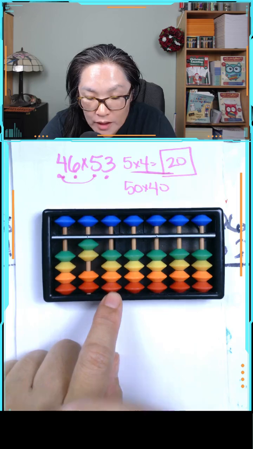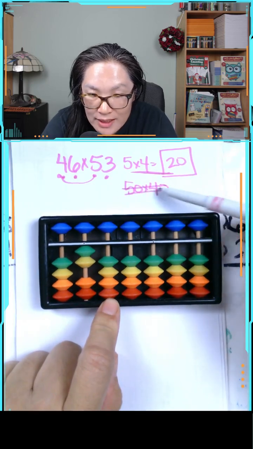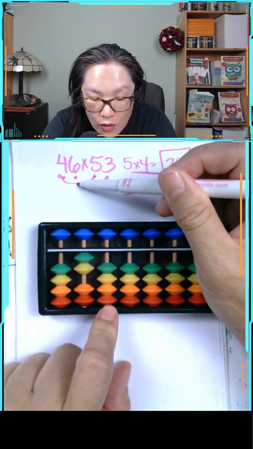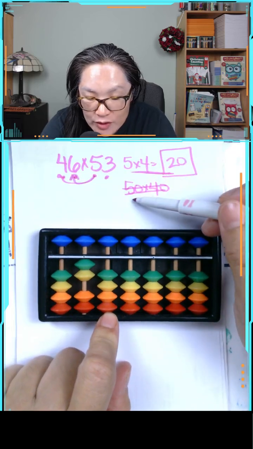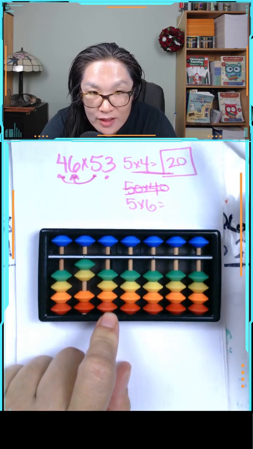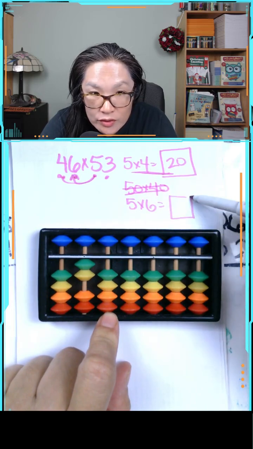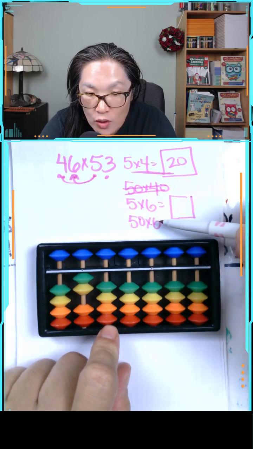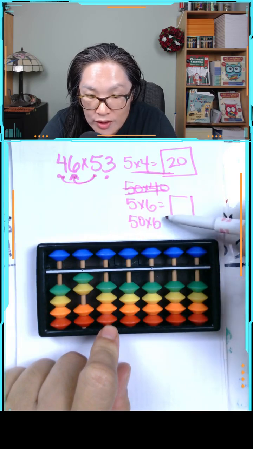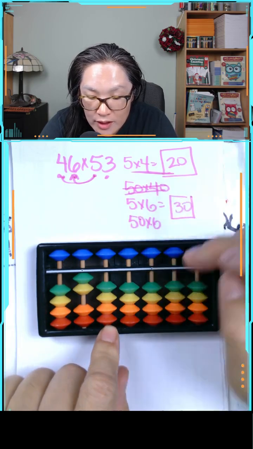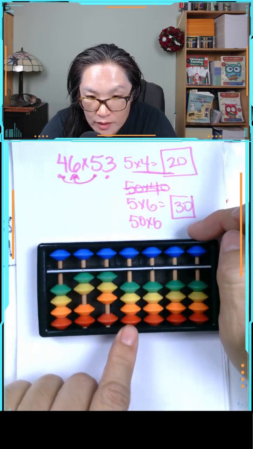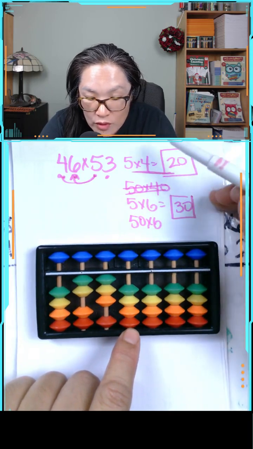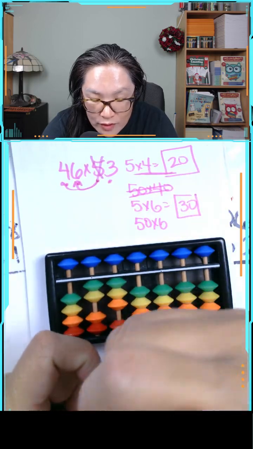Okay? So I don't need to do this part because it can get confusing really quick. So we do it again. 5 times 6. What's 5 times 6? We are not going to do 50 times 6 because there's no multiplication table to do this. It is 30. It's a 3 and a 0. So we're done with the 5.